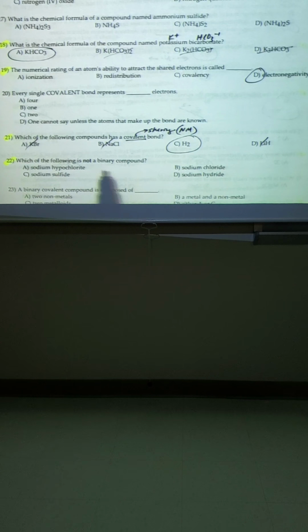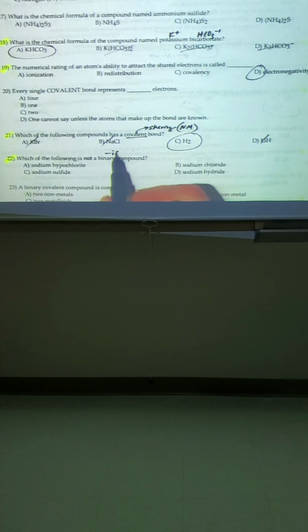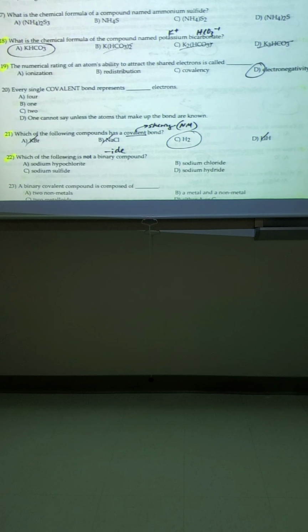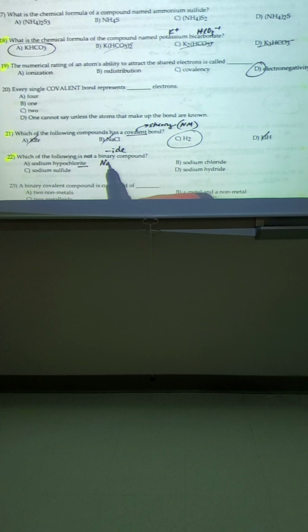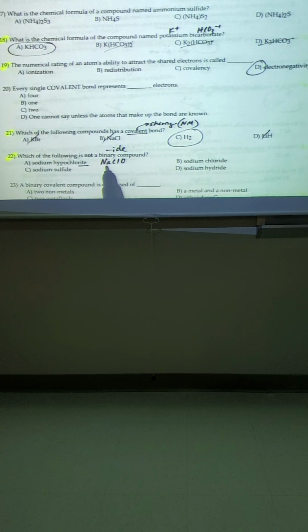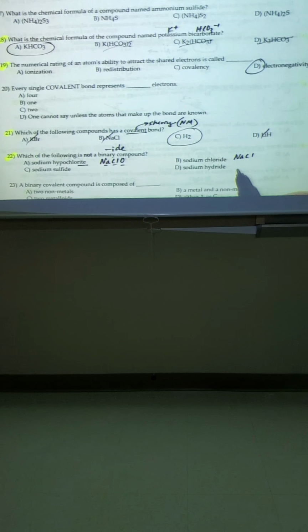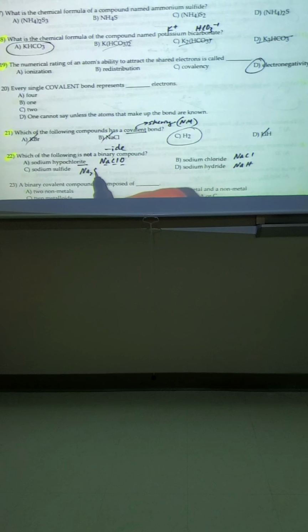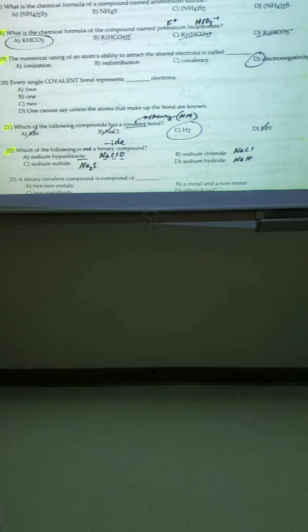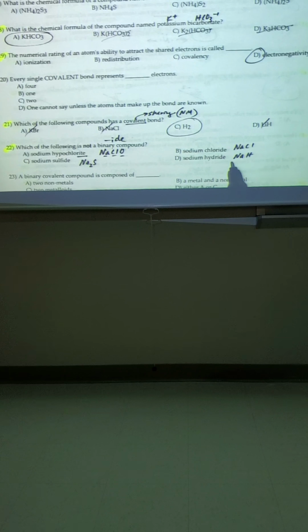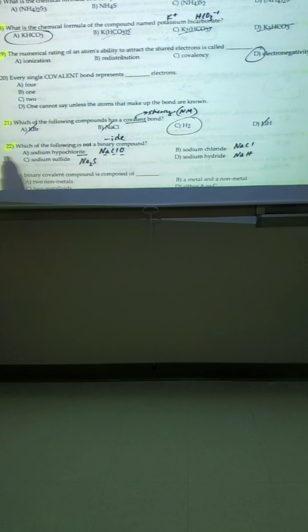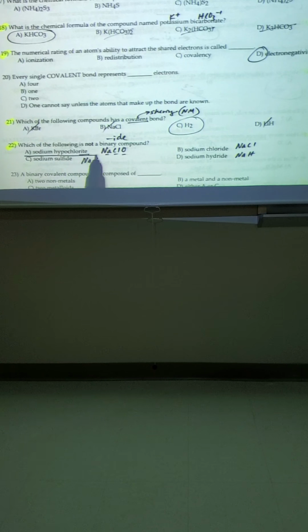Number 22 says not binary, so basically not IDE ending. IDE is typically always binary. Here we have ITE, so sodium hypochlorite would be NaClO, so notice there's 3, that's ternary. Sodium chloride is NaCl, sodium hydride is NaH, and sodium sulfide is Na2S. That's only a 2 there because of sulfur's charge. But only 2 elements in those, whereas 3 elements would be non-binary, that would be ternary.